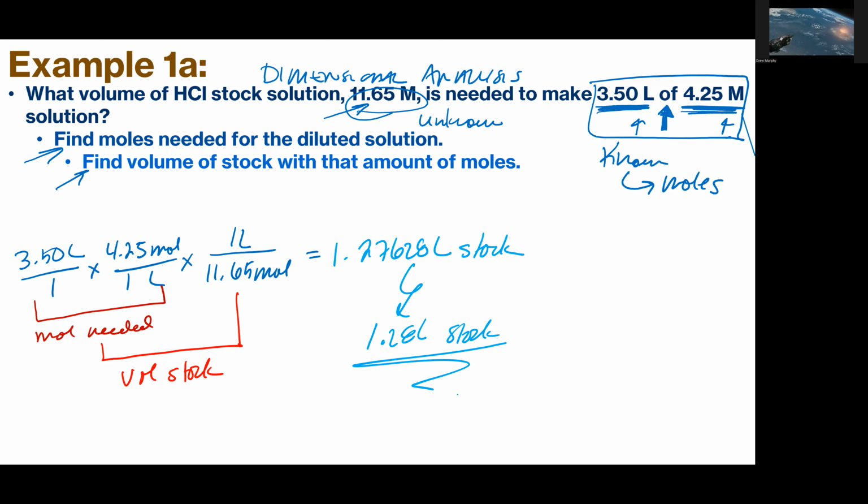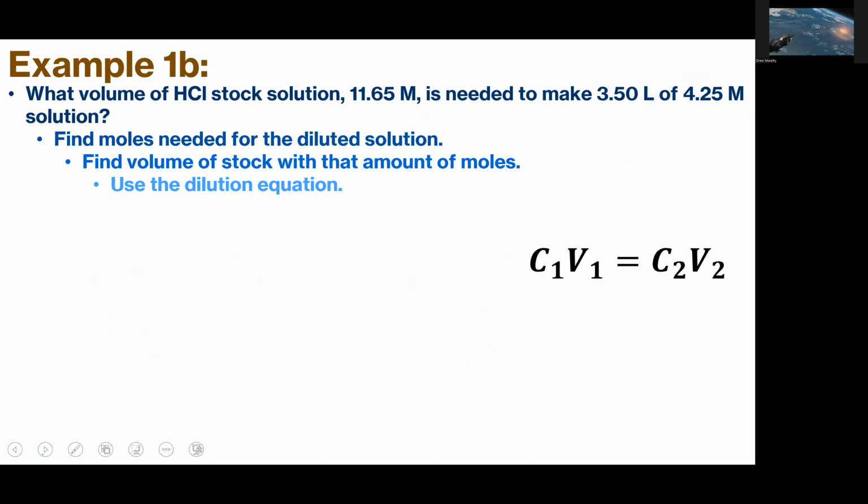That's one way to do it. This way will always get it done. Just remember, you have to figure out moles and then figure out how many liters has that many moles in it. You could do this as two separate things. I like to string them together, but there it is. If we want to come at it a different way, we can use what's called the dilution equation.